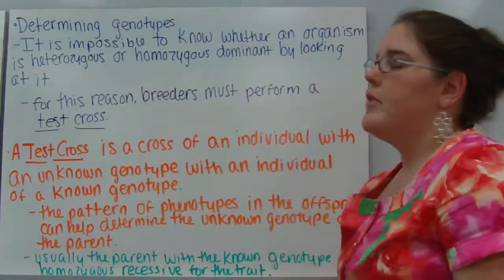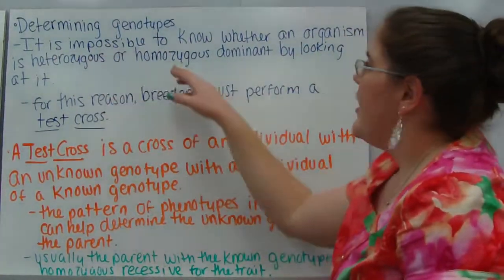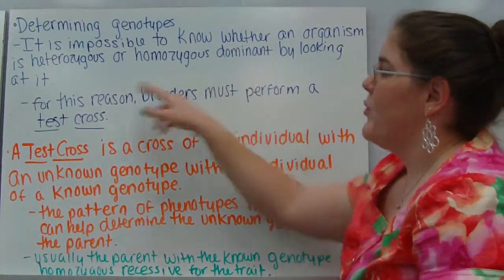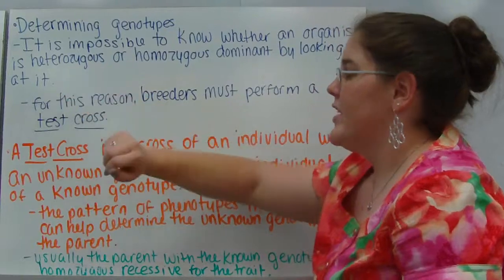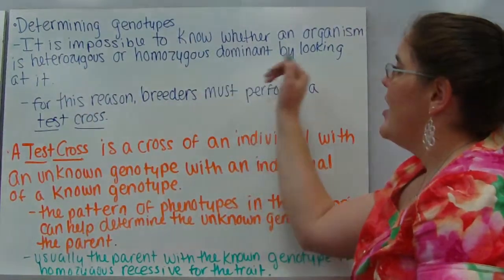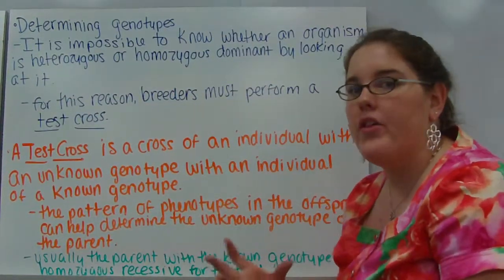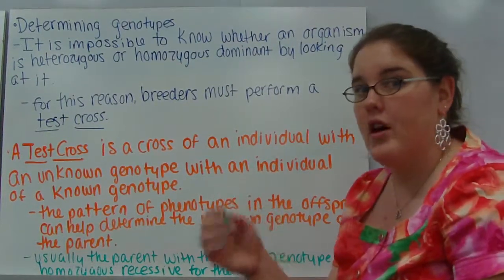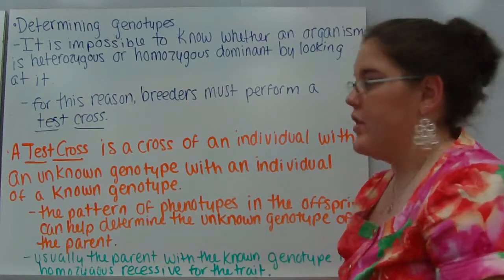Alright, so how do we determine genotypes? It's impossible to know whether an organism is heterozygous or homozygous dominant, so whether or not they have a dominant and recessive allele or just two dominant alleles, by looking at it. You cannot tell whether or not, say, a cornstalk, if it's tall, is homozygous for tall traits or heterozygous for tall traits.